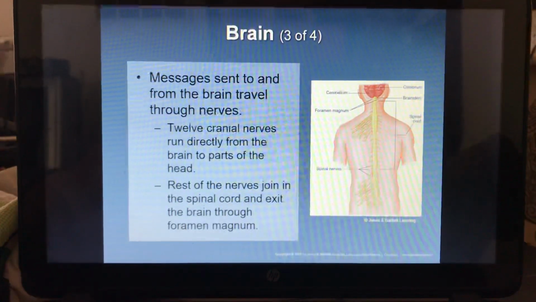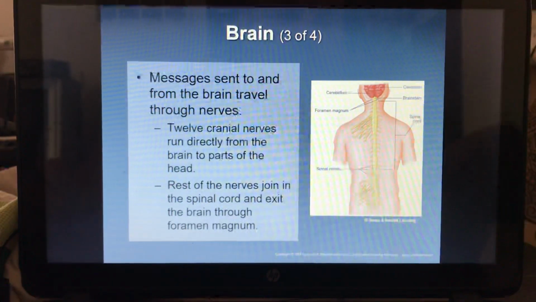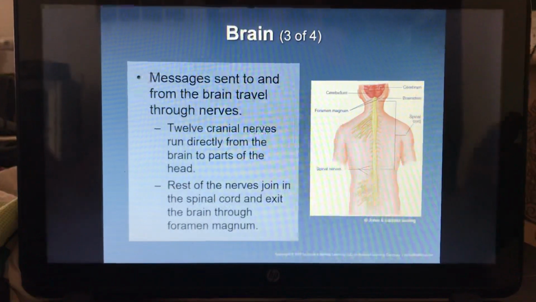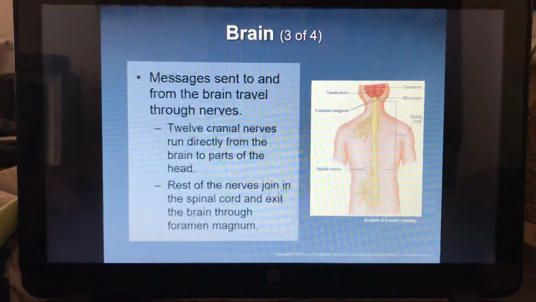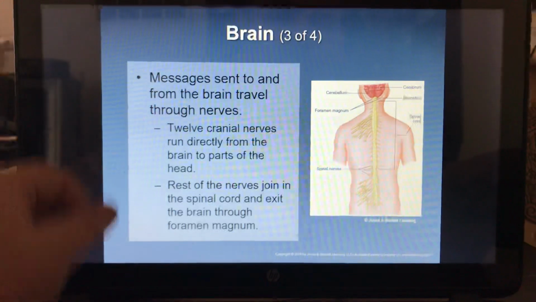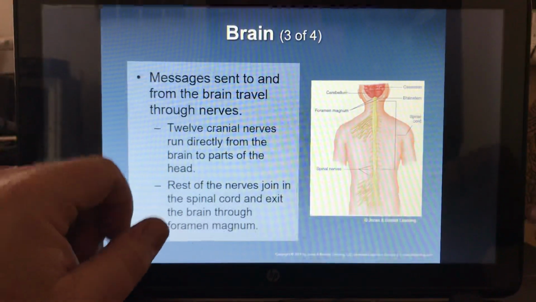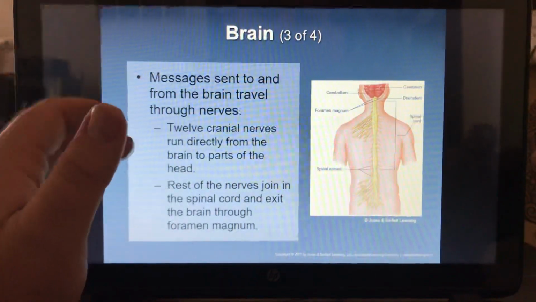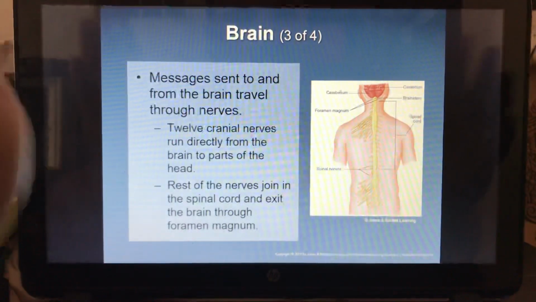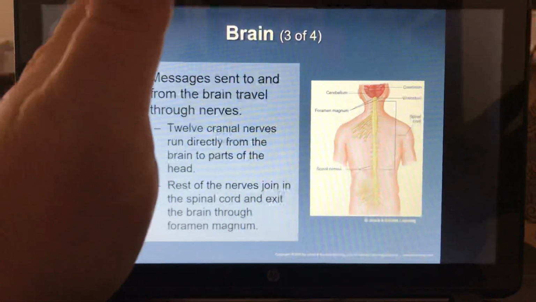Up to this point, we pretty much have told you that all the nerves come from the spinal column. Not exactly true. There are 12 what they call cranial nerves. There are 12 of them. Now, mind you, 12 on each side. So technically 24. You have 12 on each side.